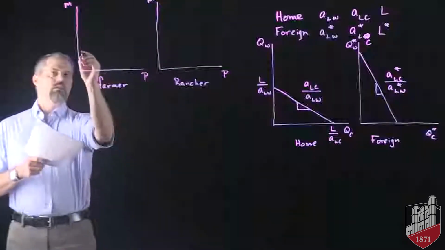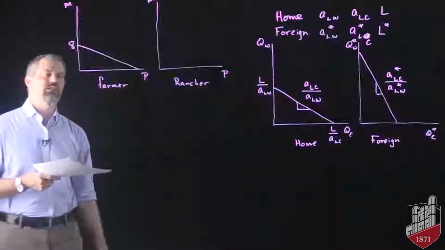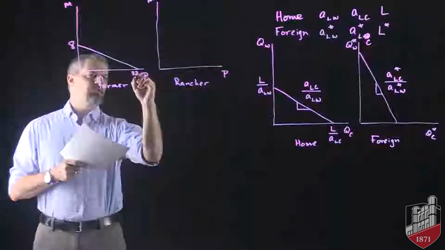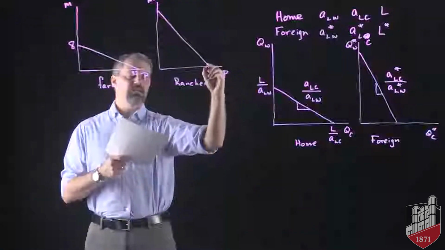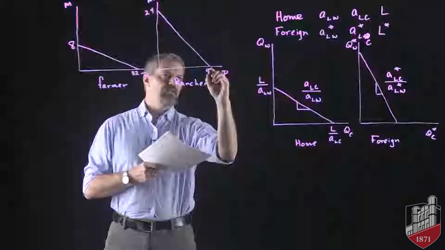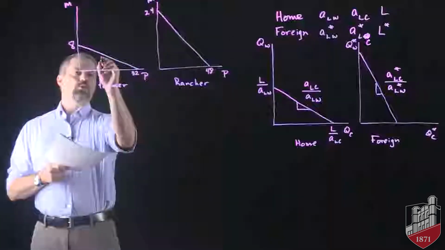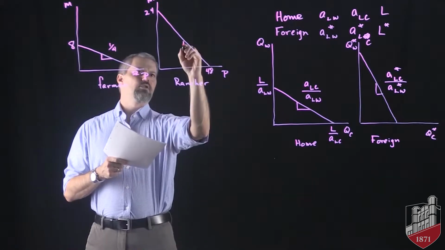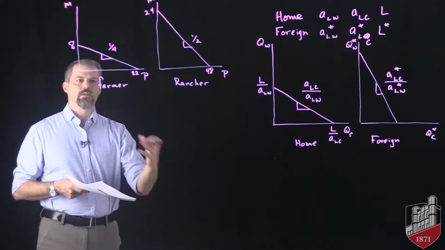The farmer's production possibilities frontier looked something like this, where if they produced only meat, they could make 8 units of meat, and if they produced only potatoes, they could make 32 units. Our rancher's production possibilities frontier looked something like this, where they could produce 24 units of meat and 48 units of potatoes. We had a slope, of course, for the farmer of the production possibilities frontier of 1/4, and a slope for the rancher of 1/2. Okay, so that's the example that we developed earlier.